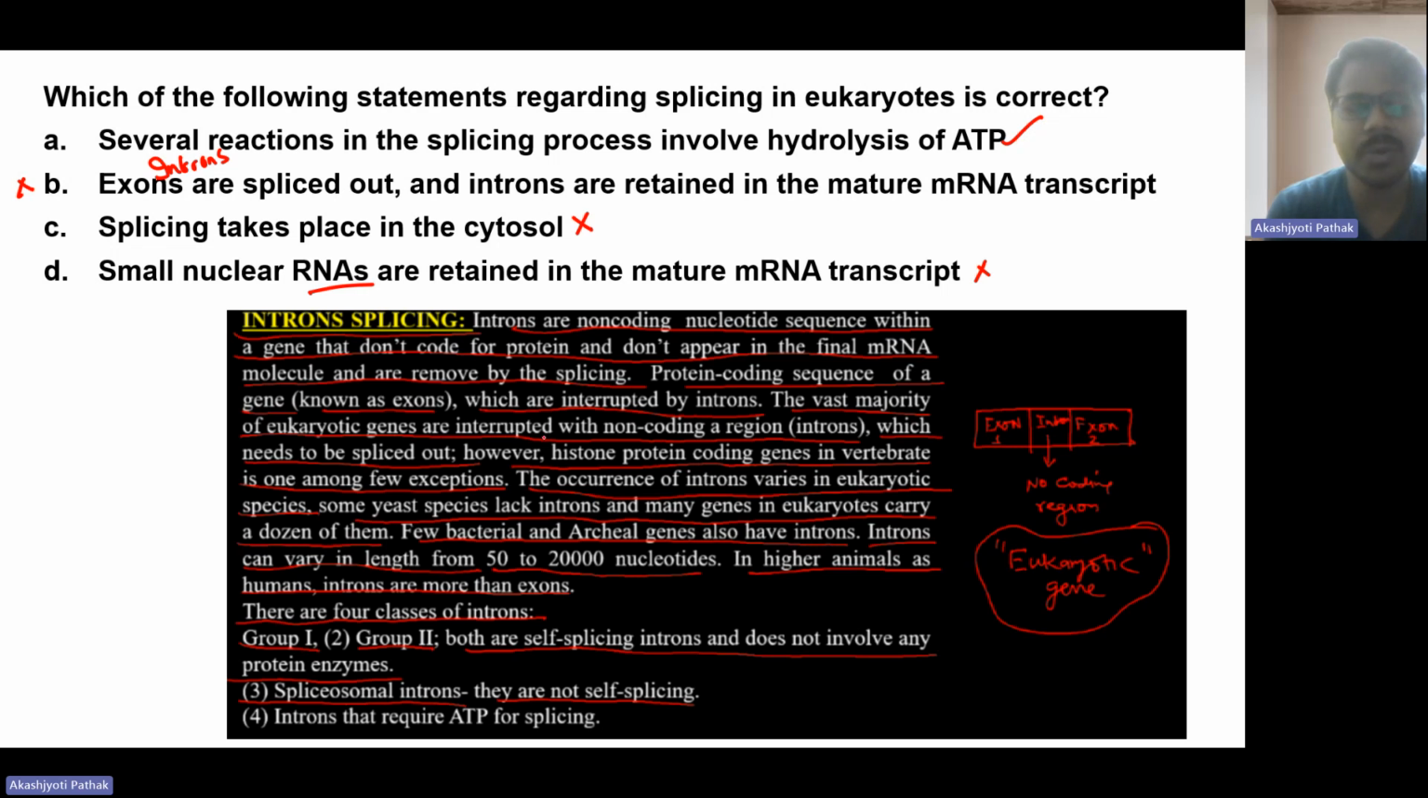However, histone protein coding genes in vertebrates are among the few exceptions. The occurrence of introns varies in eukaryotic species. There are always exceptions, right? Some species lack introns, and many genes in eukaryotes carry a dozen of them.